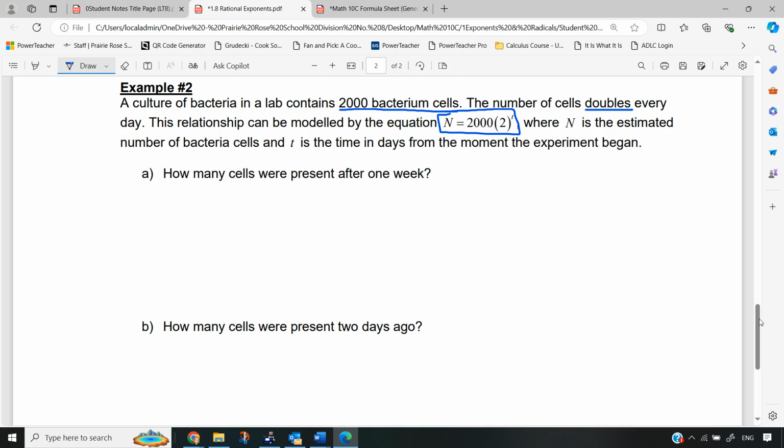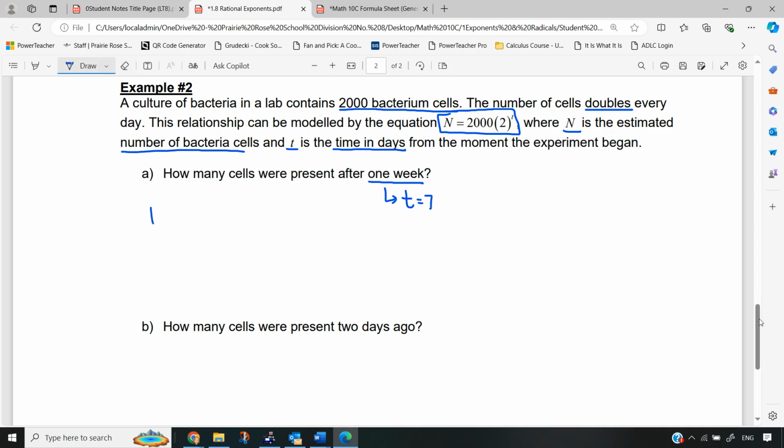When we're working with a formula, it's always important that we identify what our variables represent. So n is the estimated number of bacteria cells, and t is the time in days from the moment the experiment began. Generally, when we're working with formulas, it might be helpful to list our variables. So part A says how many cells were present after 1 week. Well, we look back at our variable, time is in days. So for 1 week, t would be 7.